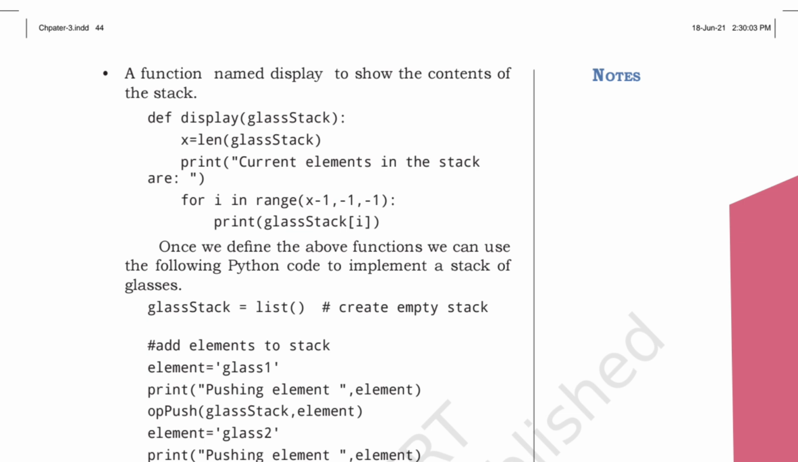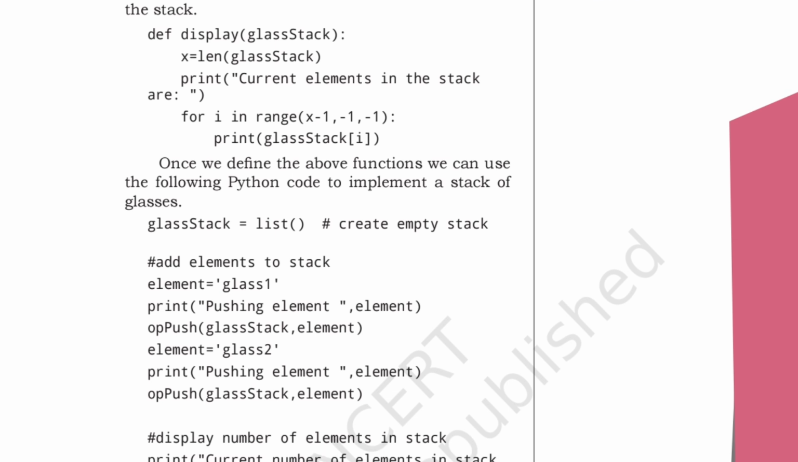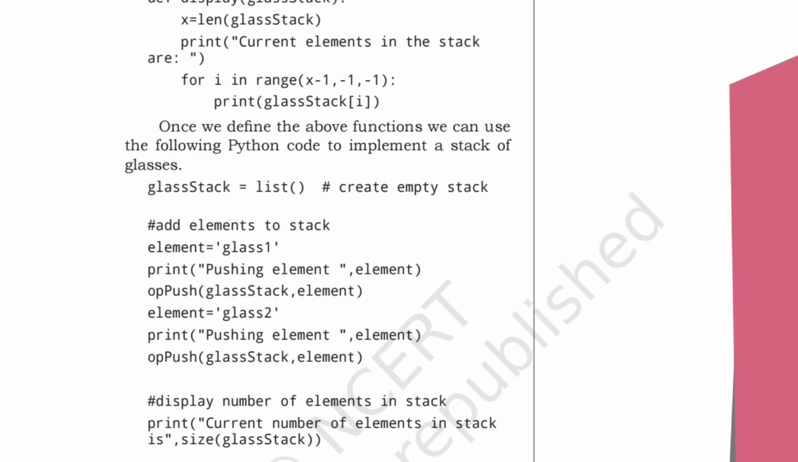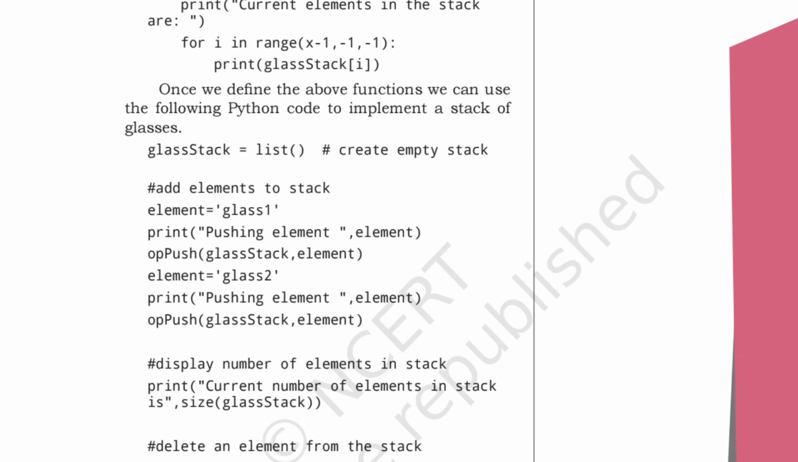Okay. Once we define the above functions, we can use the following Python code to implement a stack of glasses. glass_stack equals a list, creating an empty stack. First we are creating the empty stack as a list. Add elements to the stack. Element equals glass 1. Glass 1 is one of the elements. Print pushing element, comma, element. Okay, we are pushing the elements one by one.